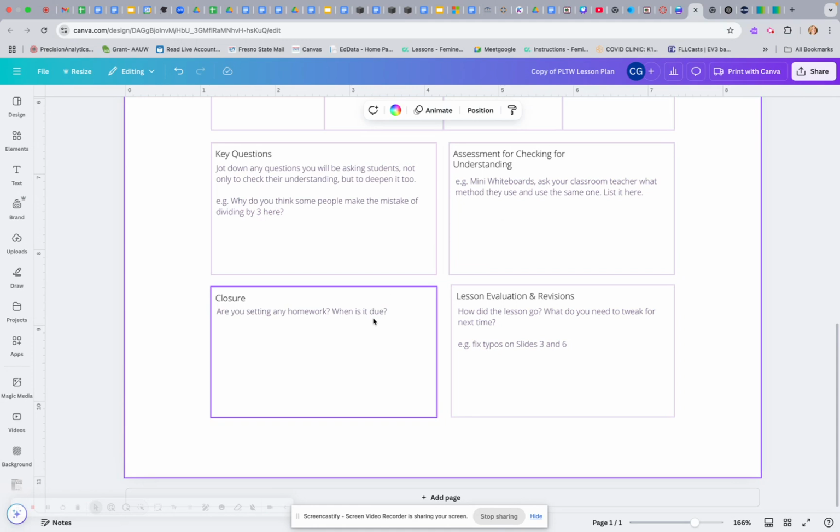How are you going to wrap up your lesson? Because maybe you didn't get through the whole entire activity 3 section. So where's your stopping point? Obviously that changes in the moment. It does for every single teacher. But this is just talking about how you're wrapping up your lesson. And is there any lesson evaluation for yourself and revisions? How did it go for you? What do you need to tweak for next time?